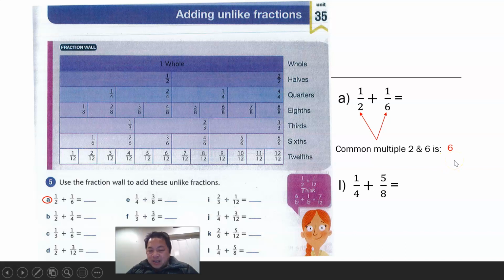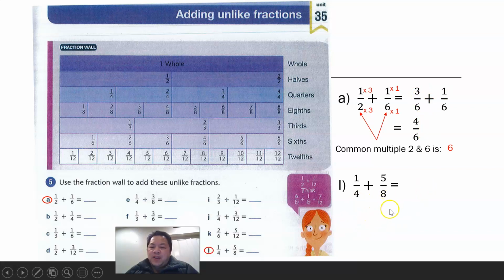So how do we get 6? We know that 2 times 3 is 6. Whatever I do to the denominator, I do to the numerator. For this case, to get 6 here is just times 1, isn't it? There's no change to it. So I do the same thing to the numerator. That's how I get 3/6 plus 1/6. That's how we get 4/6. 3 plus 1 is 4, 4 over 6.